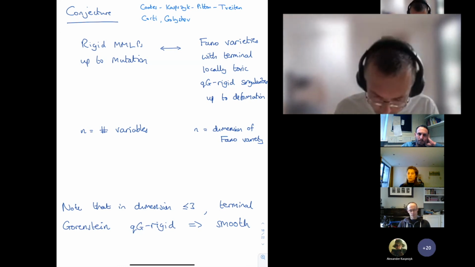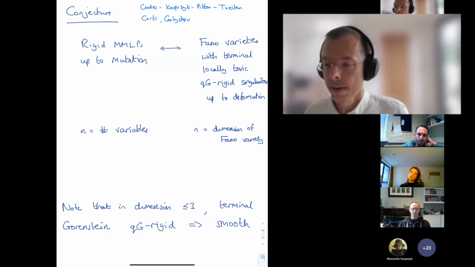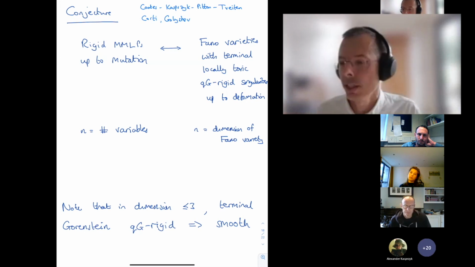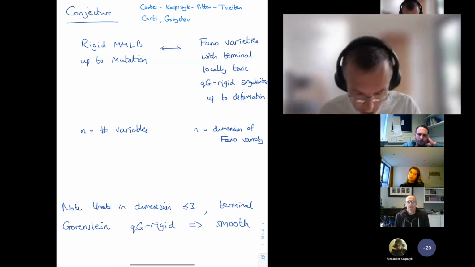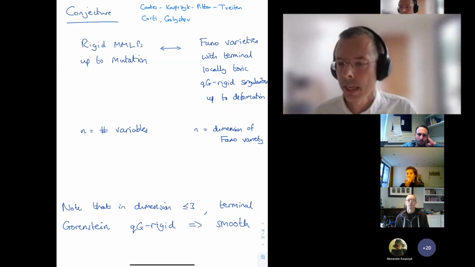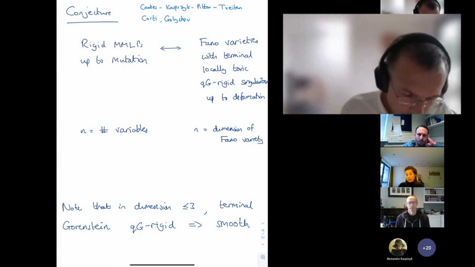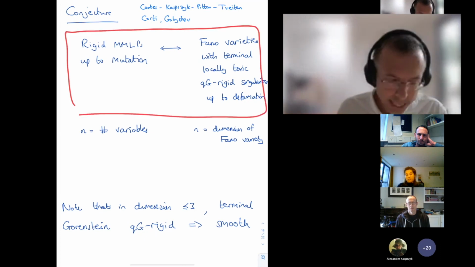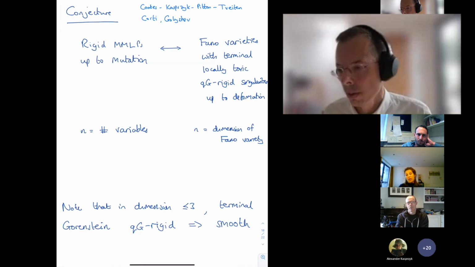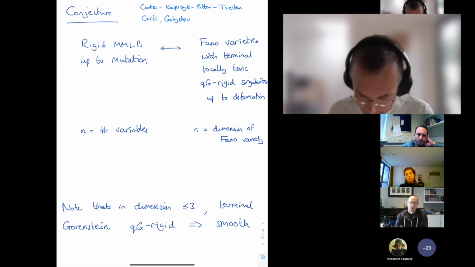I guess the point is that a moment ago, we were talking about reflexive polytopes. We were talking about Gorenstein varieties. And in dimensions 3 or less, terminal Gorenstein QG rigid implies smooth. So this is actually a generalization of what we were discussing before. And yeah, this is really the takeaway point for the talk. Mutation families of rigid MMLP correspond one-to-one, we conjecture, to deformation families of terminal Fano varieties with mild singularities. Let me just say very briefly some evidence for this.